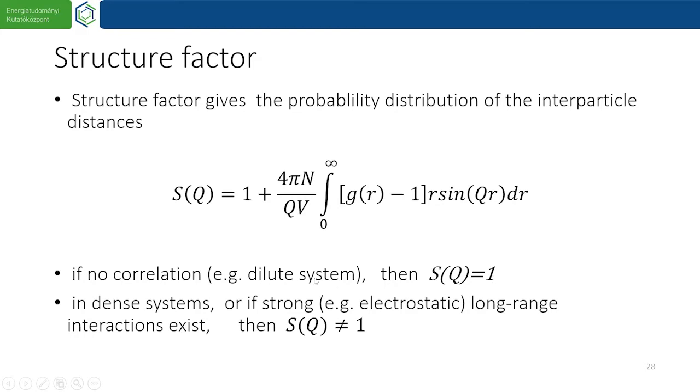So it will be equal to 1 when there is no correlation between the particles, for example in very dilute systems. And also it will be 1 if the q is very big. Again, because of the reciprocity between the inverse space and the real space, for very large distances, the S(q) will be 1.